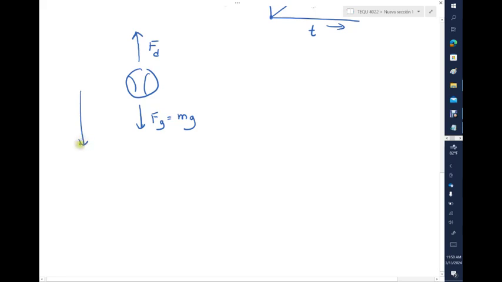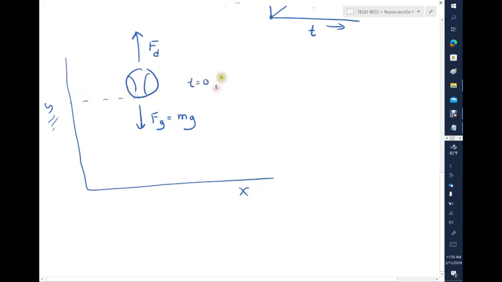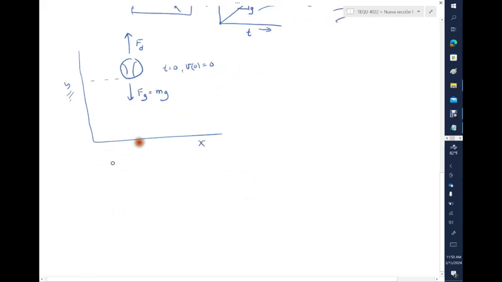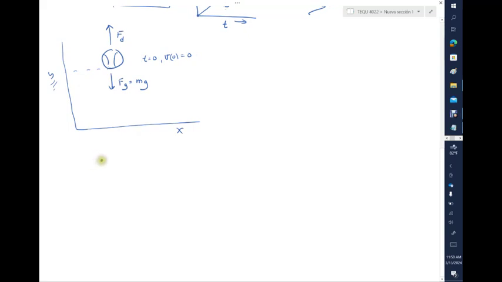If you are working on an XY axis, the free fall is coming down, so I'm only concerned with the Y axis. What I'm saying is that at t equals 0, you're letting go of the ball, so that means that at t equals 0 the velocity of the ball is 0, right? Now if I apply Newton's law, the net force is always equal to ma.